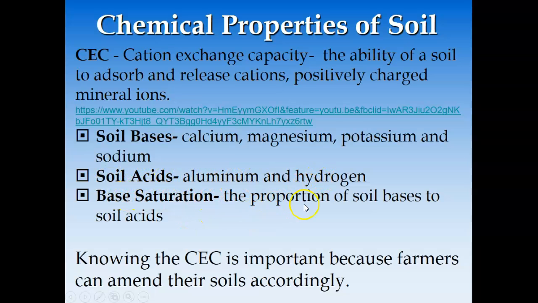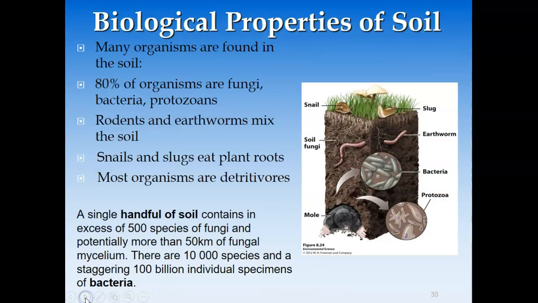So the base saturation is the proportion of soil bases to soil acids. Knowing the CEC is important because farmers can amend their soils when they know that they have more bases or less bases, or likewise with acids. So bases tend to be more advantageous for agricultural soils than the acids do. But it also depends on what part of the world we're talking about, because different plants need different things to survive and to grow in.